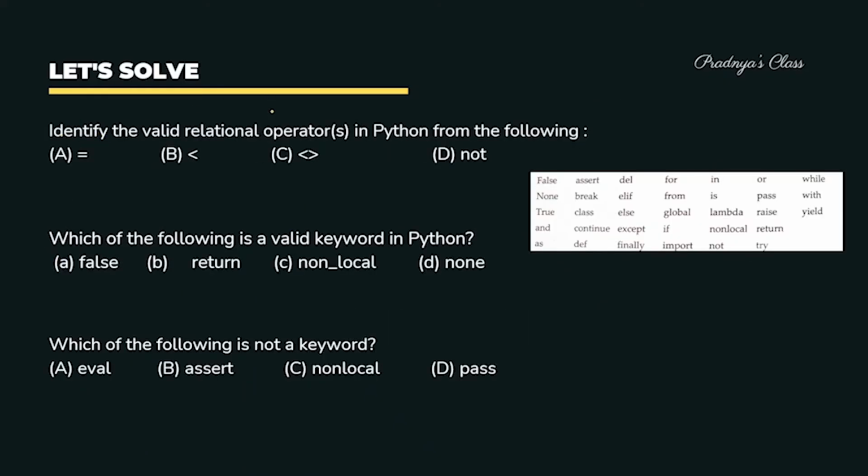In the next question, we have to find out the valid relational operators. The way you recalled arithmetic operators, try to recall all the relational operators. There are a total of 6 relational operators: less than, greater than, equal to, less than or equal to, greater than or equal to, and not equal to. Now you can solve any question based on that. So if we look at the options, among these options only B is the correct answer. This is not a relational operator, this is also not a relational operator, and this is also not a relational operator. So B is the correct answer.